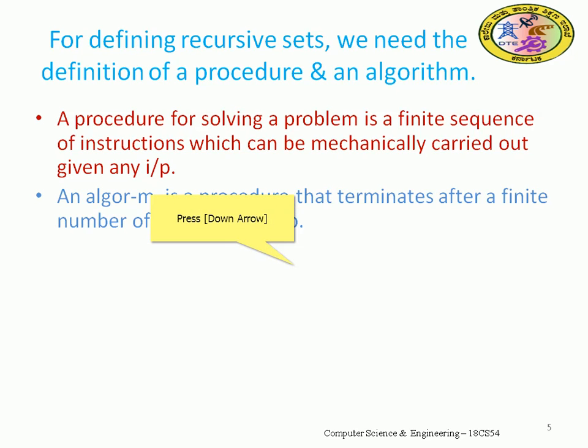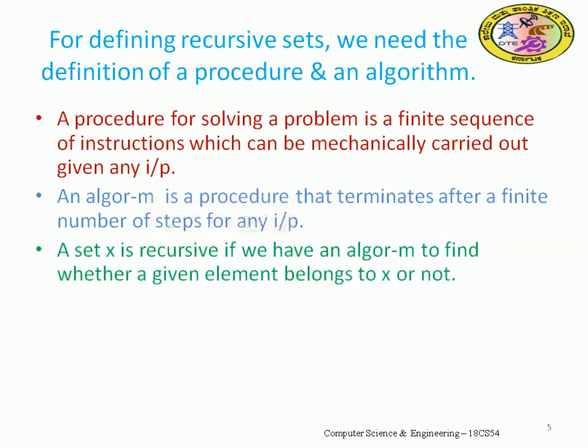An algorithm is a procedure which stops after a finite number of steps, right? So that is the one qualification that an algorithm should have. What qualification? It should stop after a finite number of steps for any input, right? So we know the algorithm characteristics.